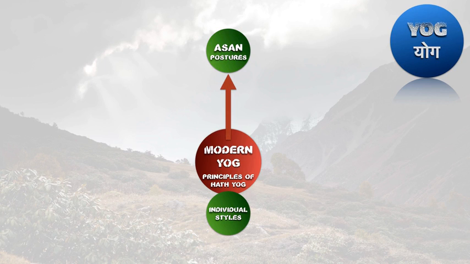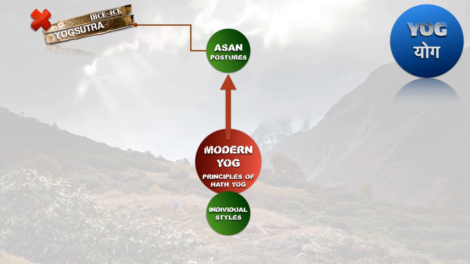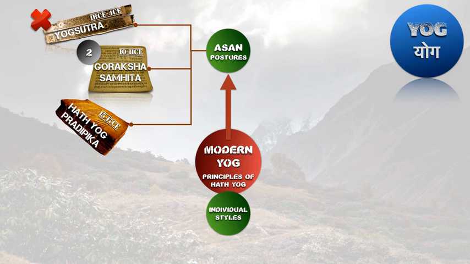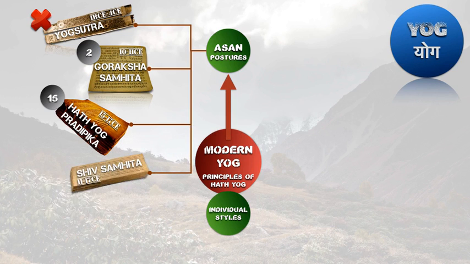Let us take a look at the evolution of asana. Patanjali Yoga Sutra: no asanas are described. Goraksha Samhita or the Goraksha Paddhati mentions 84 asanas but describes only two, the Siddhasana and the Padmasana. Hatha Yoga Pradipika mentions and describes 15 asanas. Shiv Samhita mentions 4 asanas, the Siddhasana, Padmasana, Ugrasana and Swastikasana, which are all simple seated positions.